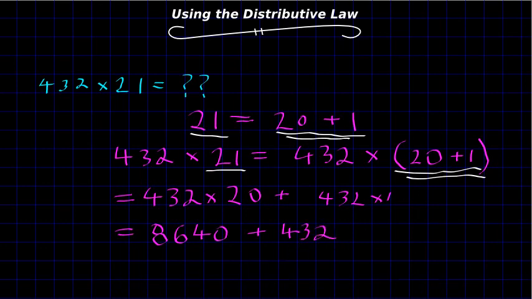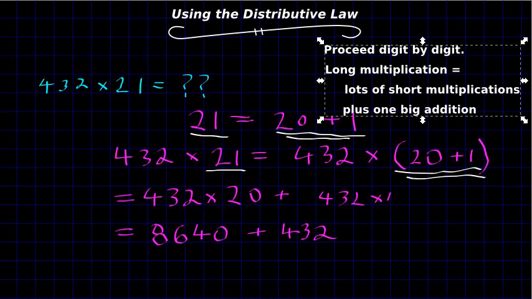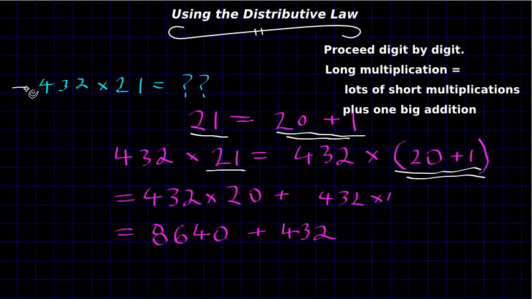So you're beginning to see the strategy here is that we proceed digit by digit. And also, as a general rule, long multiplication is just a bunch of short multiplication plus one big addition. So what we've done here is we started out with a multiplication problem here, and we managed to turn it into an addition problem.